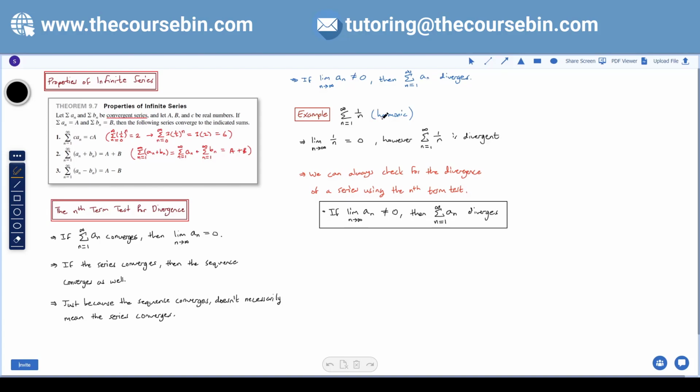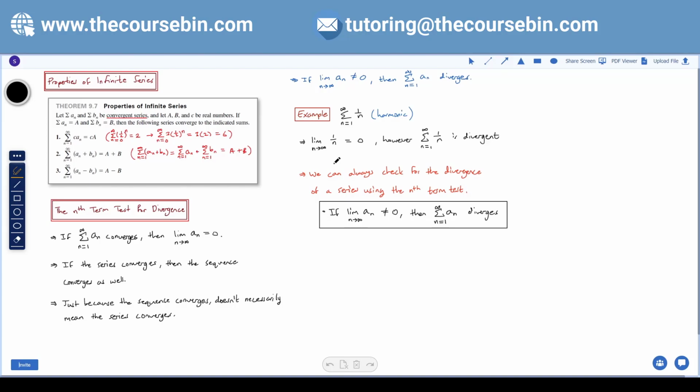And then we looked at an example of this series here, right? The harmonic series. The harmonic series is a special kind of series where we have the limit of a sub n approach 0, however the series still diverges, right? So the limit as n goes to infinity is 0 and the series diverges. So this shows that just because you take the a sub n and take the limit, and it approaches 0, it doesn't necessarily mean that the series is going to converge.